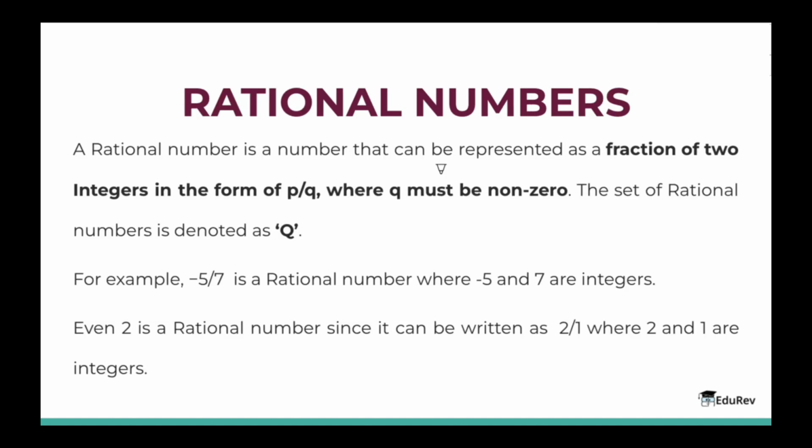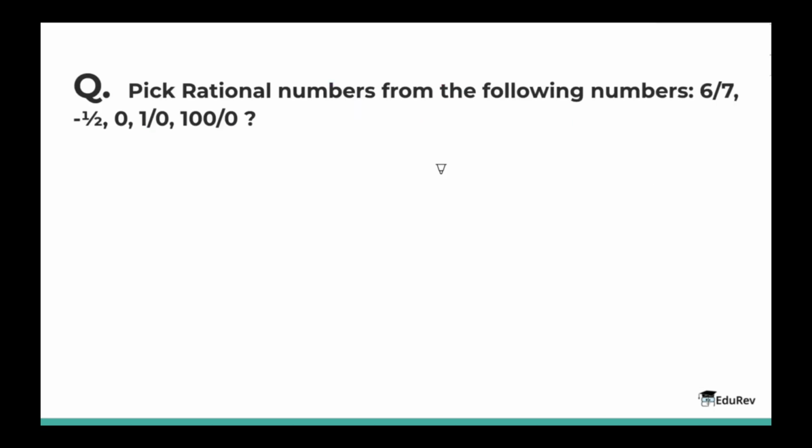Next comes rational numbers. A rational number is a number that can be represented as a fraction of two integers in the form of p by q, where q must be non-zero. The set of rational numbers is denoted as Q. For example, minus 5 by 7 is a rational number where minus 5 and 7 are integers. Even 2 is a rational number since it can be written as 2 by 1 where both 2 and 1 are integers. So let's solve a question before moving further.